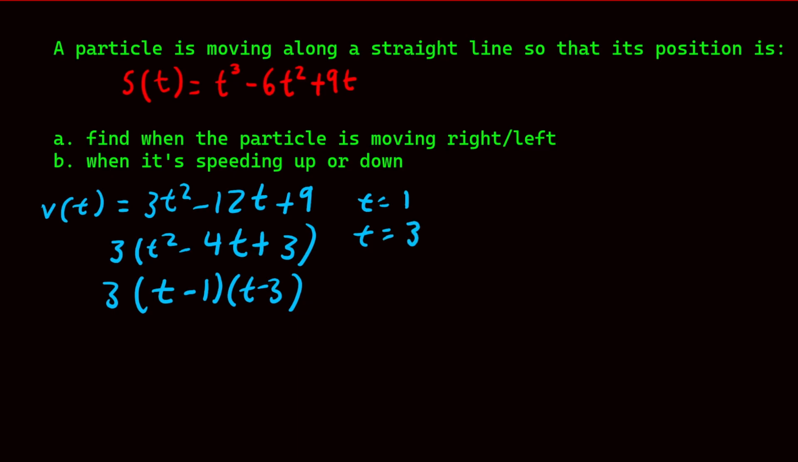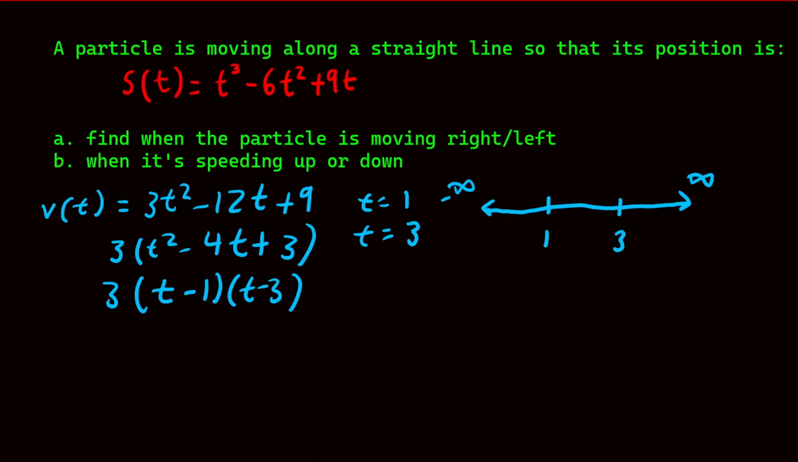Those are the moments when it hits the x-axis, or when the velocity is equal to 0. So this is something really important. We're going to do something called a sign chart. We're going to check the sign in each region. Since we know our zeros are 1 and 3, we're going to make a little number line. We're going to put 1, 3, and you can think of this as infinity and negative infinity because we know it doesn't hit 0 anywhere else.